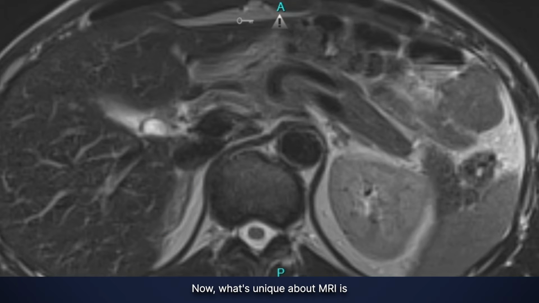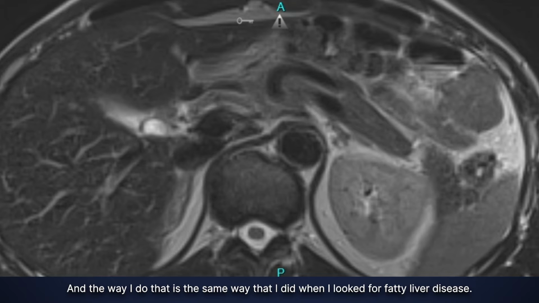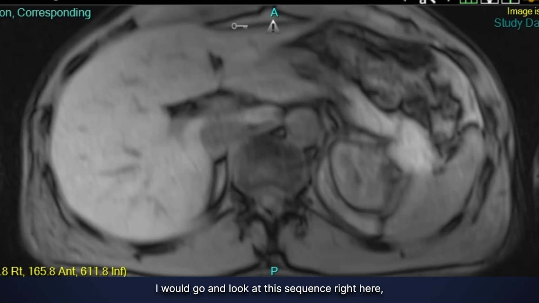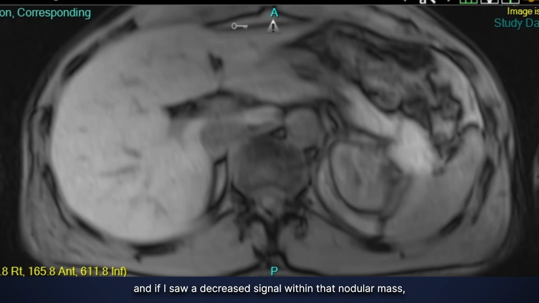Now, what's unique about MRI is if I see a nodule or mass in the adrenal gland, I can actually characterize it as likely benign versus malignant. And the way I do that is the same way that I did when I looked for fatty liver disease. I would go and look at this sequence right here, and if I saw a decreased signal within that nodule or mass, that would indicate to me it contains fat and it's likely a benign adenoma. Nothing to worry about. The one thing I can't tell is if it's hypersecreting, its functional status. That's where we need blood tests and to correlate with any kind of clinical symptoms.